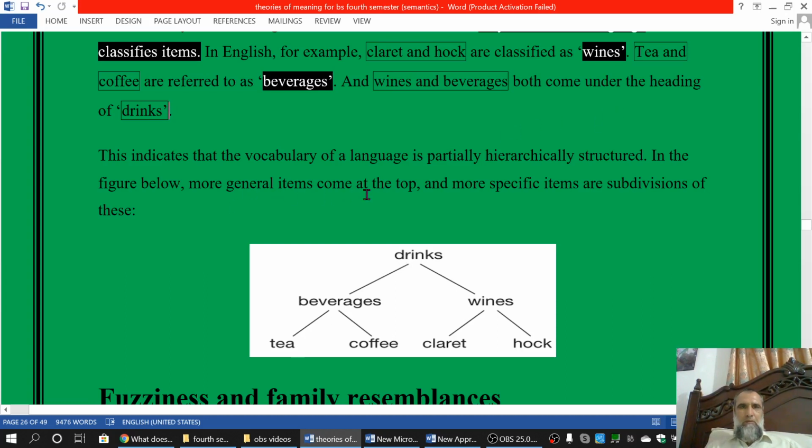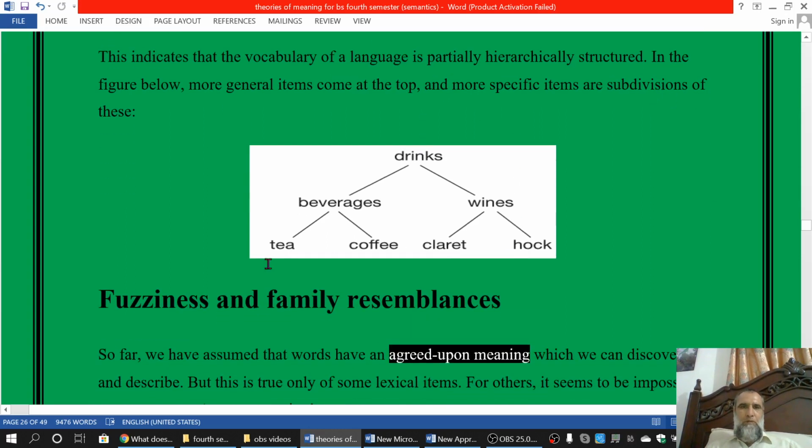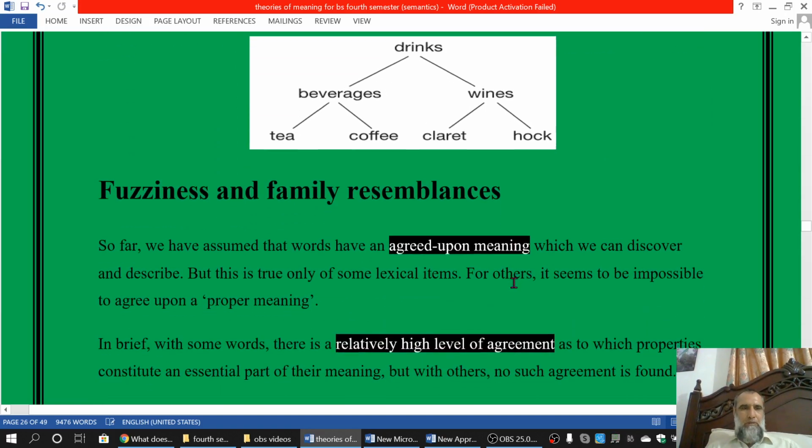In the figure below, more general items come at the top. These are general and come at the top. And more specific items are subdivisions of these. And those below are more specific and subdivisions.